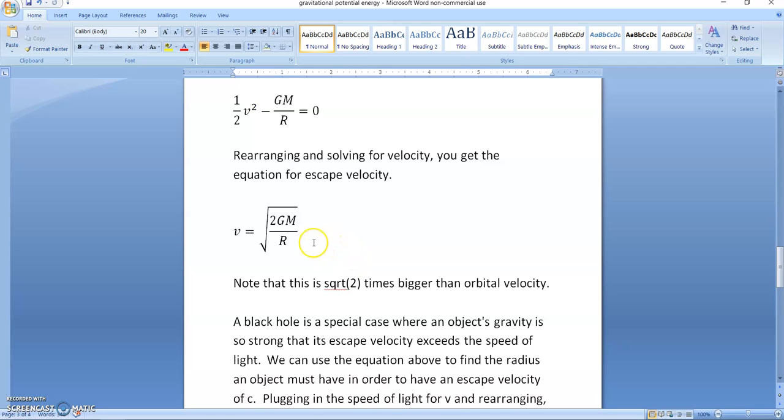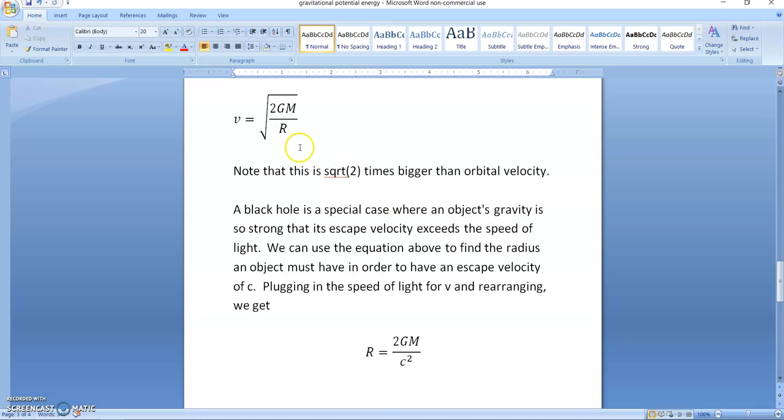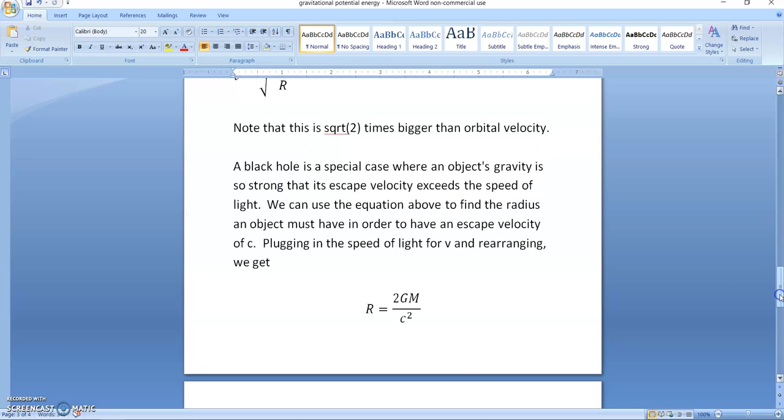What we often talk about is, given a constant mass of an object like a sun or a star or whatever, we want to solve for what radius it would have to collapse to in order for the escape velocity to be the speed of light, c. So let's plug in and solve for the radius. Okay, again, plugging in velocity is now c. To solve for radius, we would square both sides and then multiply by r divided by c squared, and we get this equation at the bottom.